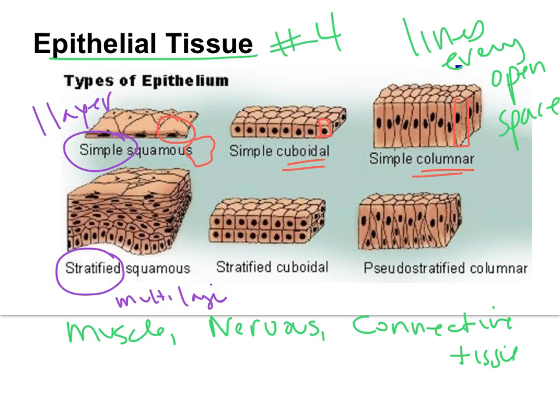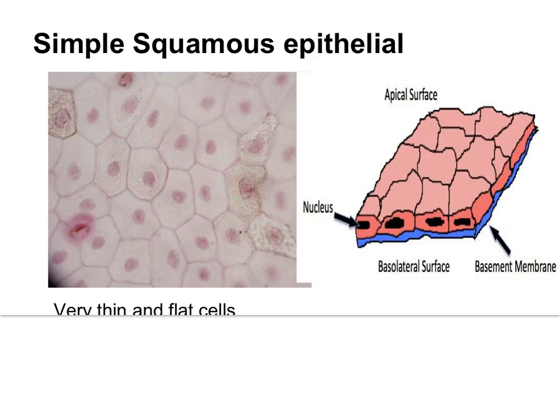So you can have stratified squamous cells, although these down here certainly look more cuboidal, don't they? And you can have stratified cuboidal. And then you can have something called pseudo-stratified columnar. Pseudo means falsely. And so this means it is tissue that looks stratified, but it's only one layer.